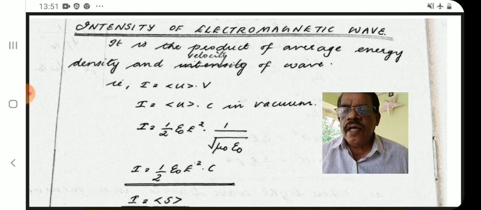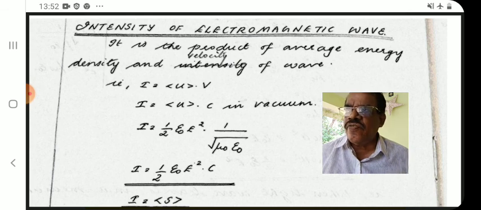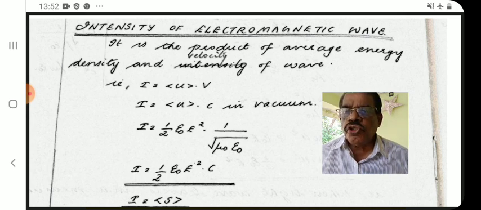Average energy we write as U in angle brackets, that is the expectation value of U. That is the average value of energy, or energy density value. I is equal to U into V, where the angle brackets we read as expectation value. So I is equal to expectation U into V.